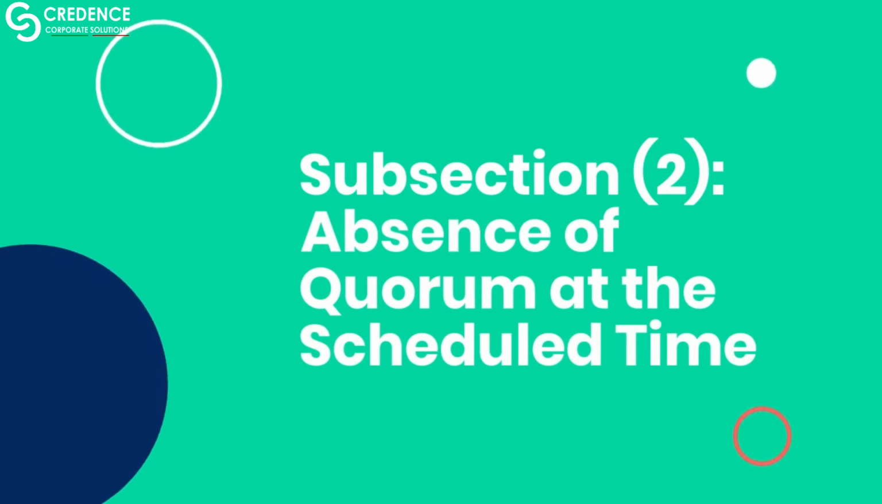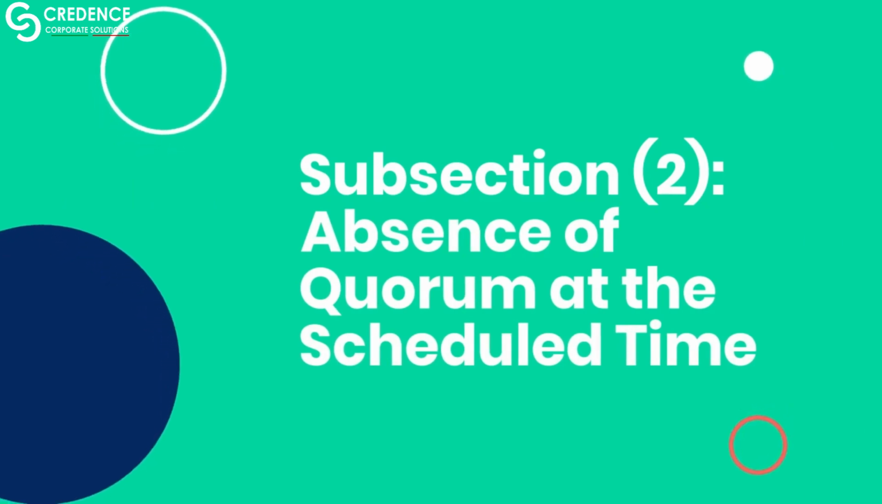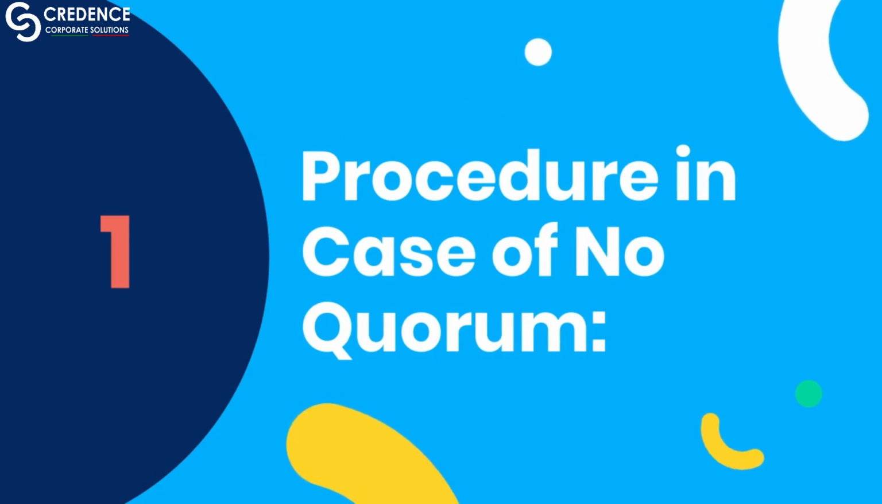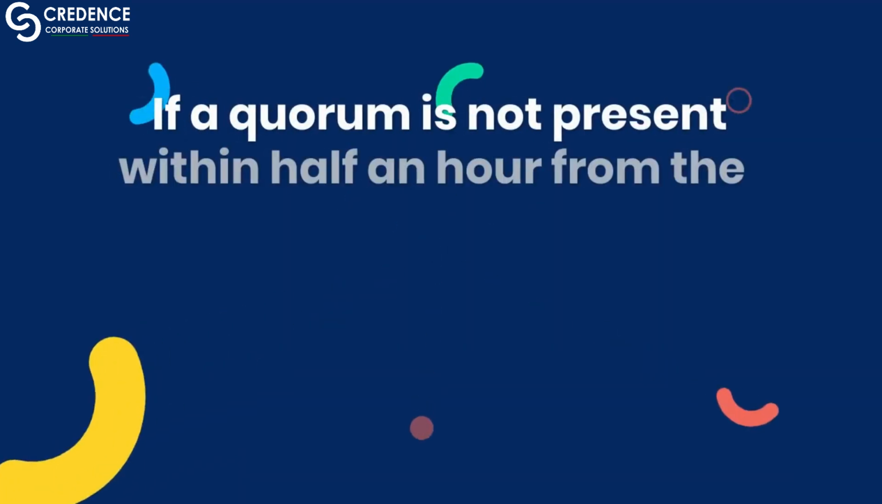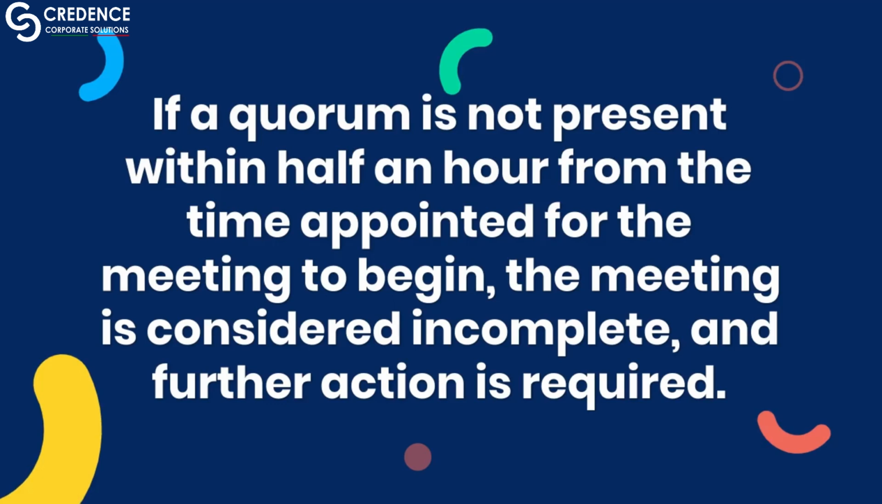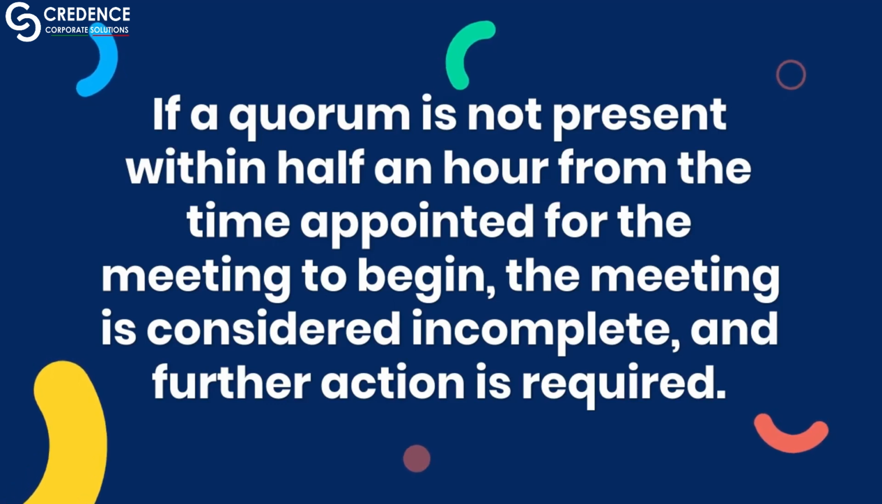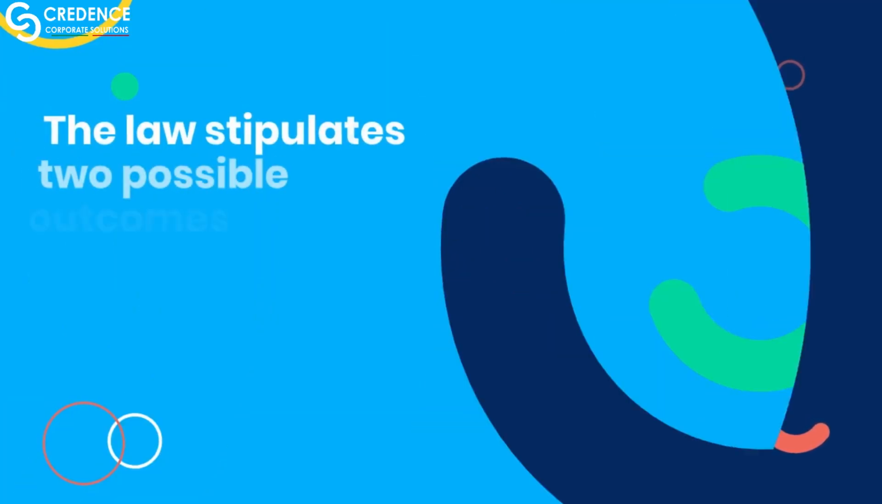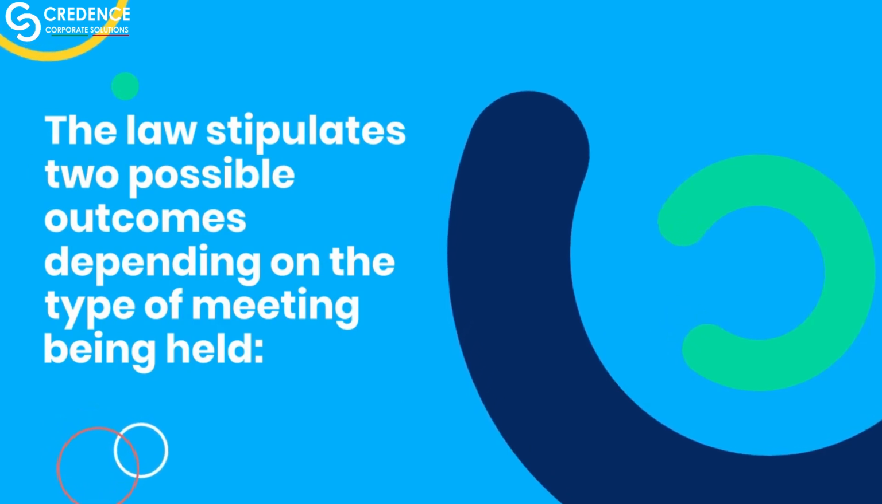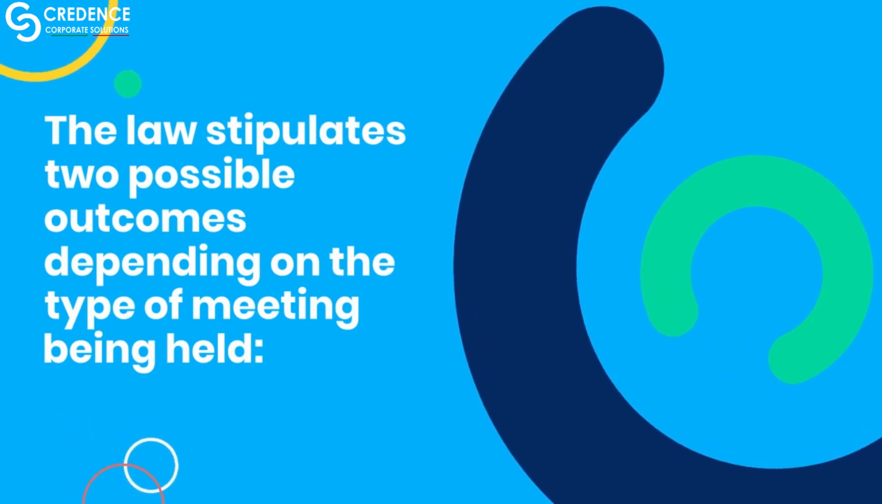Subsection 2: Absence of quorum at the scheduled time. 1. Procedure in case of no quorum. If a quorum is not present within half an hour from the time appointed for the meeting to begin, the meeting is considered incomplete, and further action is required. The law stipulates 2 possible outcomes depending on the type of meeting being held.